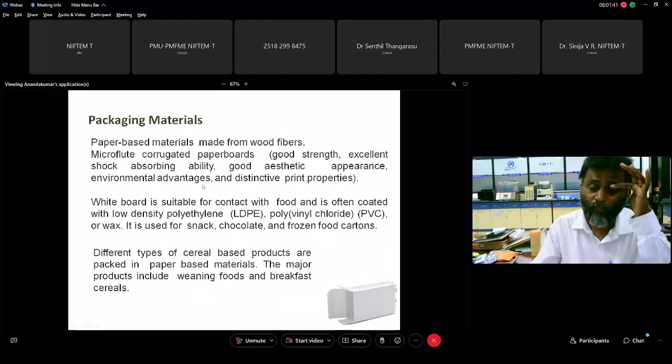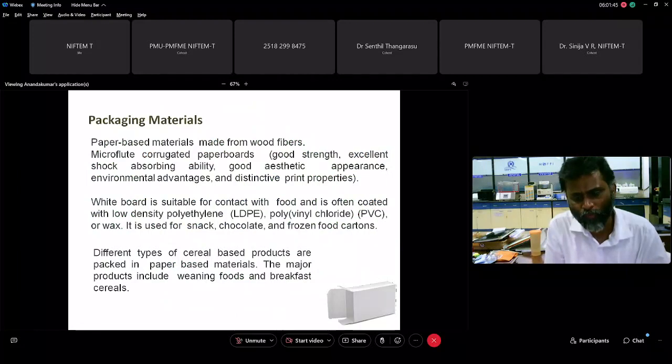When we come to packaging materials, normally there are four packaging materials we use for packing food items, even rice-based products.